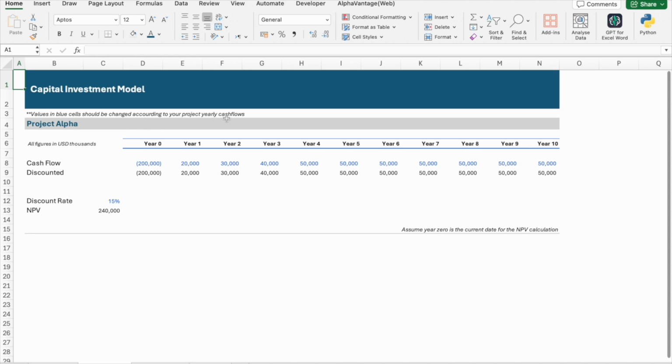A capital investment model is a framework used to evaluate long-term investment decisions, like buying machinery, launching a new product, or expanding operations. Unlike day-to-day expenses, capital investments have long-term impact, so choosing the right model is critical. A model that can answer typical questions like, is this investment profitable? How long will it take to recover costs? Or what are the risks?